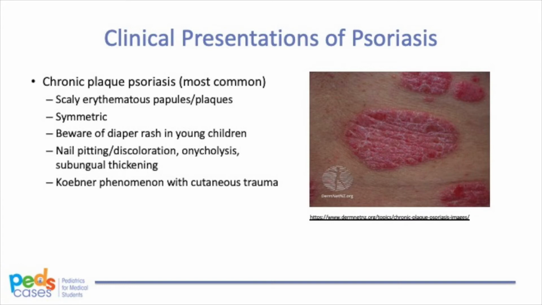Moreover, plaque psoriasis can be accompanied by nail findings, including nail pitting and discoloration, onycholysis, and subungual thickening. Therefore, a complete skin examination is very important. One classic sign of chronic plaque psoriasis that was mentioned earlier is the Koebner phenomenon, which is the formation of psoriatic plaques in sites of cutaneous trauma.